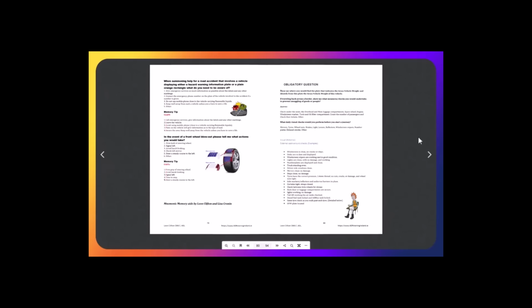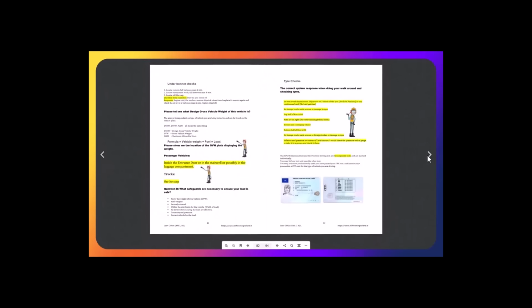Okay, they're your normal walk around stuff. Under the bonnet checks, where would you find the plate? Tire checks. Memorize this. 1.6 in a continuous band. 1.6 mil is the minimum in a continuous band. There's no bald patches. No lumps or bumps or cracks or foreign bodies. Down to the rim's fine. The nuts are fine. They're on tight.